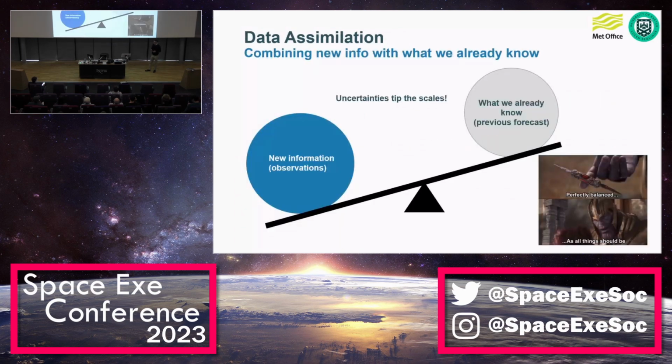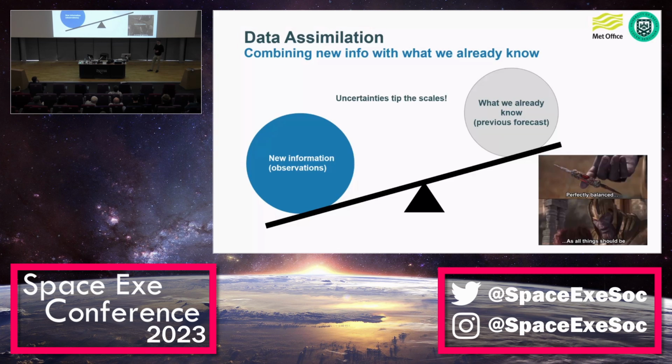So how do we actually combine observations with our weather model? I like to think of it as a balancing act. So what I mean by that is your future forecast, you want the best of both worlds. You want the new information, the observations, but you also want to ensure that it's meteorologically consistent. So it obeys the laws of physics, things like that.